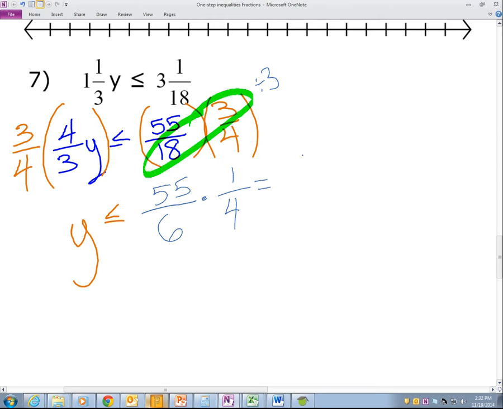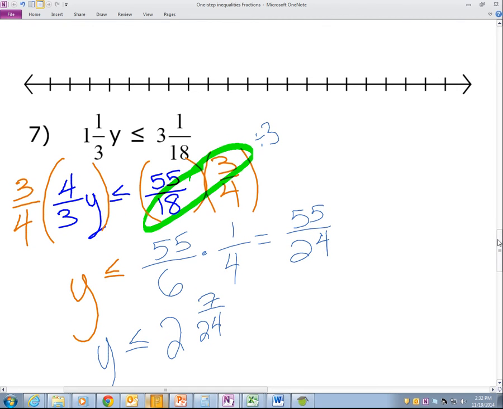So now I have 55 18ths. No, 24ths. 55 24ths, which simplifies to 2 and 7 24ths. Y is less than or equal to 2 and 7 24ths. To graph that, 2 and 7 24ths.